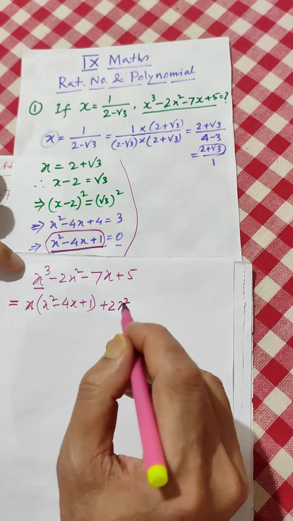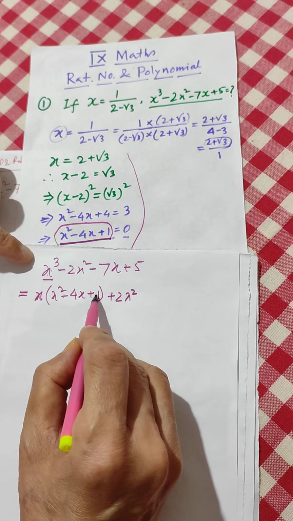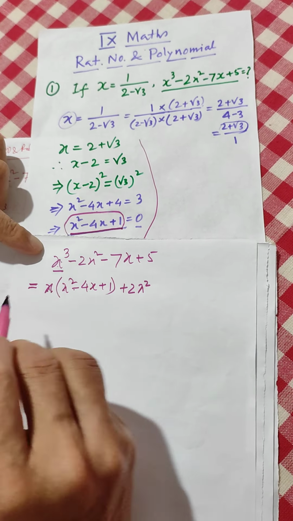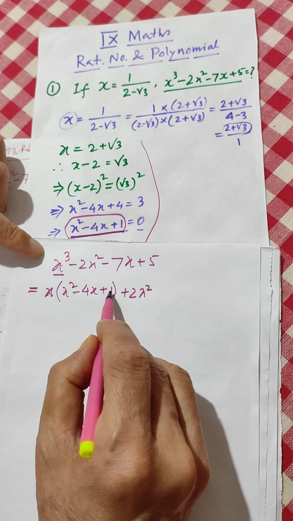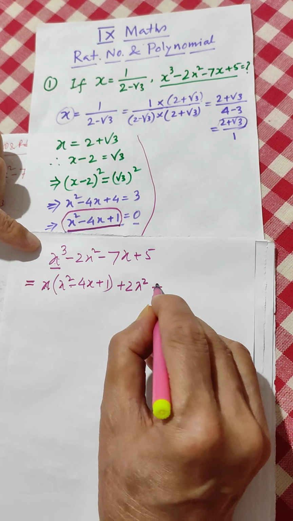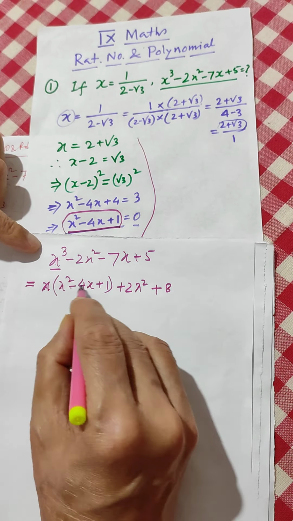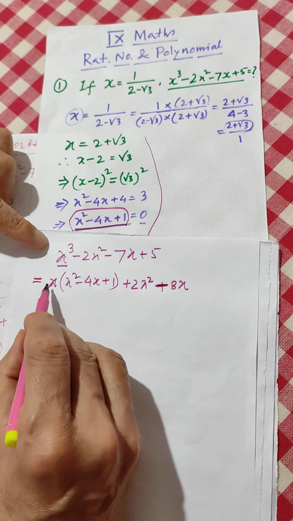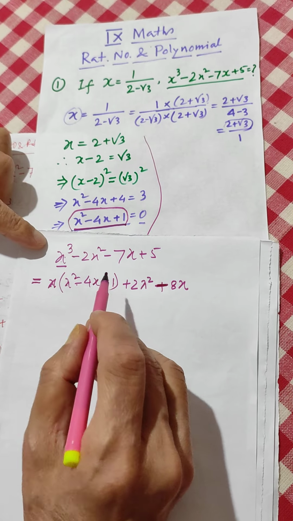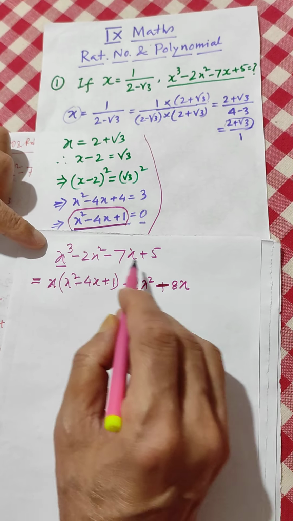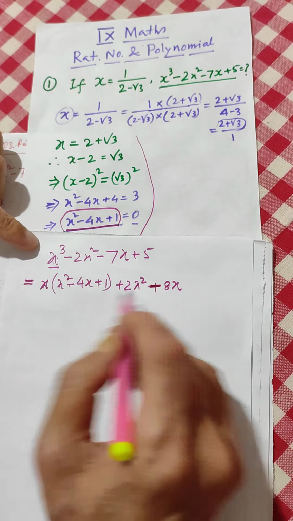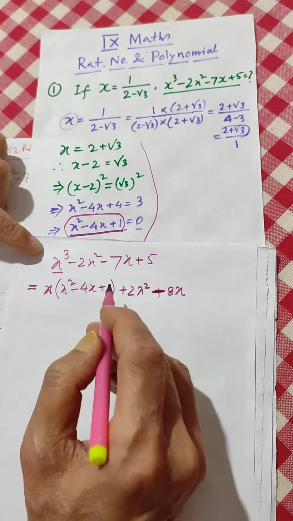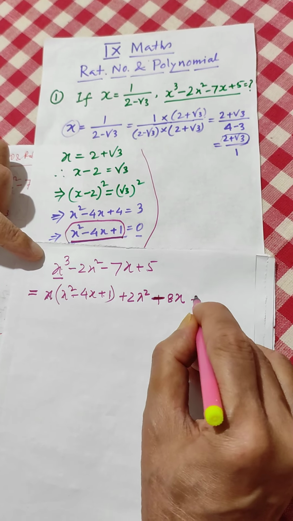So this is adjusting. Now x into plus 1 is plus x. Now this is minus 7x, so what will give minus 7x? Minus 8x. See, x into plus 1 is plus x, and plus x minus 8x will be minus 7x. So we are adjusting. This is why it is called the adjustment method. Now plus 5 as it is.